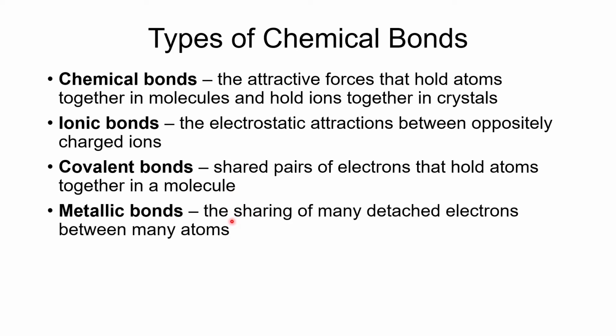And then finally, metallic bonds. These are the sharing of many detached electrons between many atoms. And so this is a special kind of bonding. We're going to talk about this, I believe, in chapter 11 or 12. I forget which one.